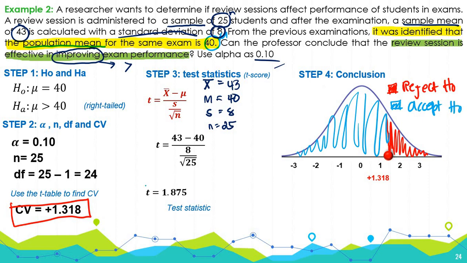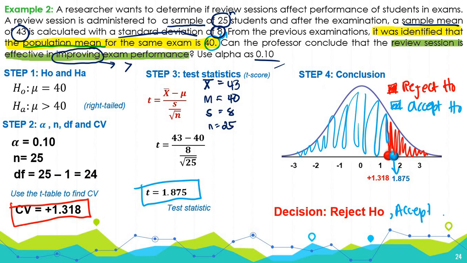Now, the next thing that we need to plot is the test statistic, which is 1.875. So, obviously, 1.875 is in between 1 and 2. But it's a little greater than 1.318, so it must be found to the right of 1.318, which is the critical value. And it will fall somewhere here. So this is our test statistic, and notice that it will fall within the rejection region. Hence, the decision is to reject H0, and we are now going to accept the alternative hypothesis, where mu is greater than 40.